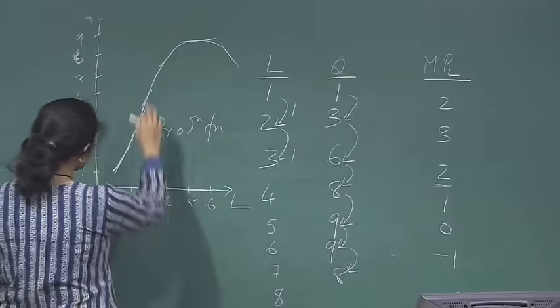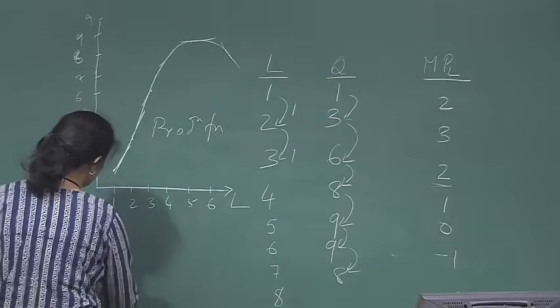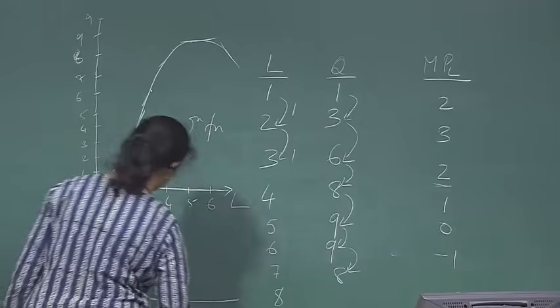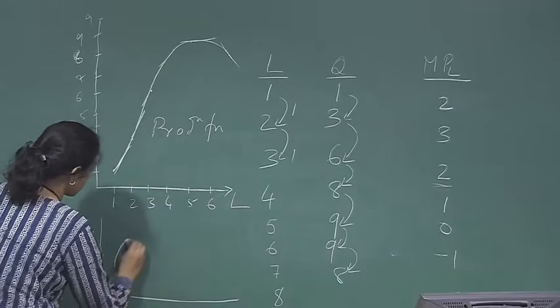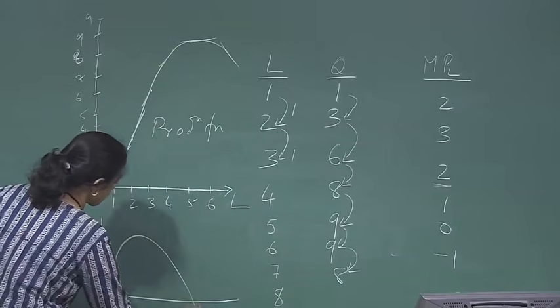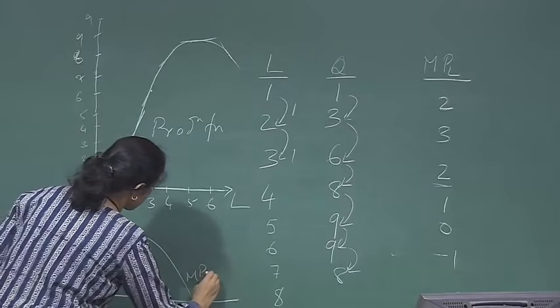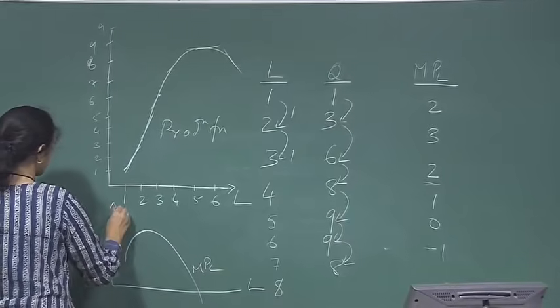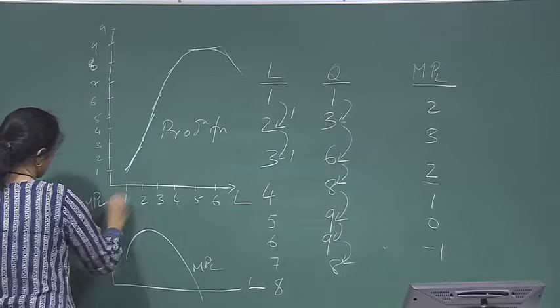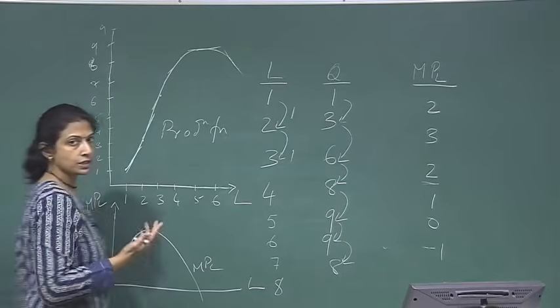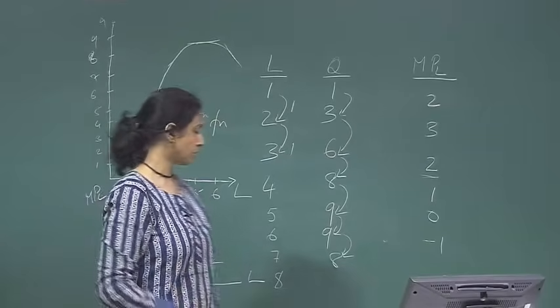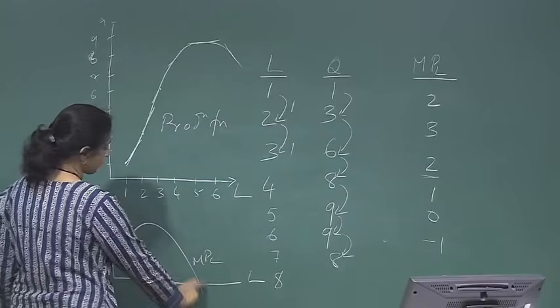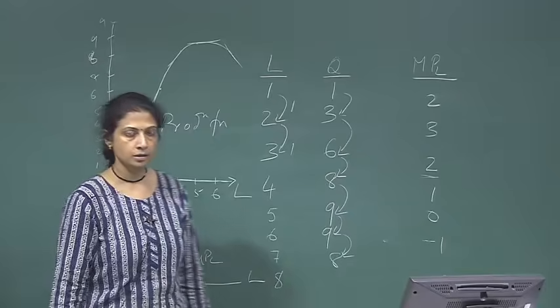So this is the slope of the curve, and if we plot the slope of the curve, we are going to see that it basically looks like this. So this is the marginal product of labor, where you have labor on the x-axis and marginal product of labor, in units of output, on the y-axis. So the marginal product of labor curve looks like this.